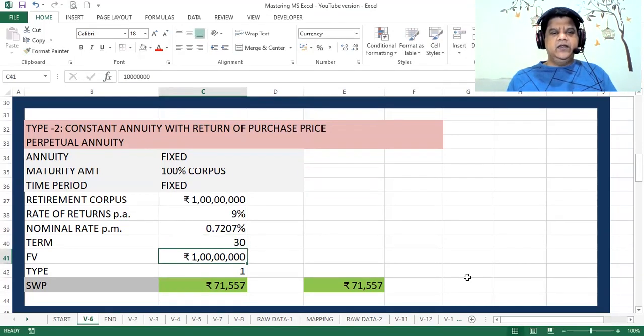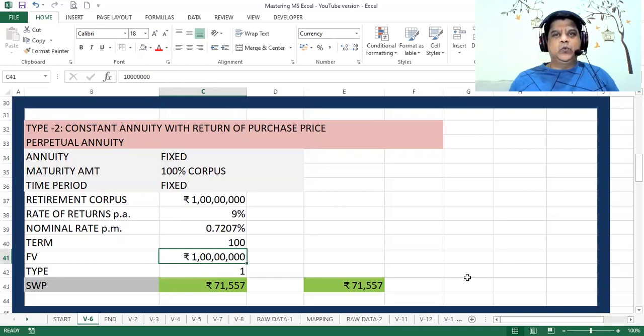I'm changing it to 30. Nothing happens. I'm changing it to 50. Nothing happens. Even if I change it to 100, nothing will happen. Why? Because this is just interest payout. Nothing is taken from the principal.